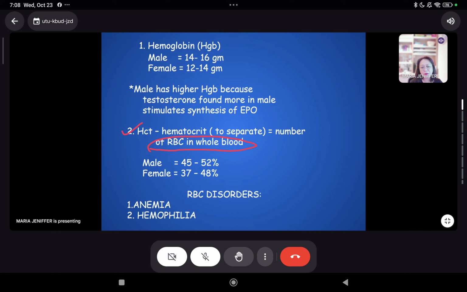Okay, so the normal hematocrit level in the blood is 45 to 52% in males and 37 to 48% in females. So there is what we call hemoglobin in RBC disorders like anemia and hemophilia. When you say anemia, I think we all know what we mean by anemia. We mostly hear this, like, oh, I'm anemic, I easily get, let's say, dizzy, or you are pale.